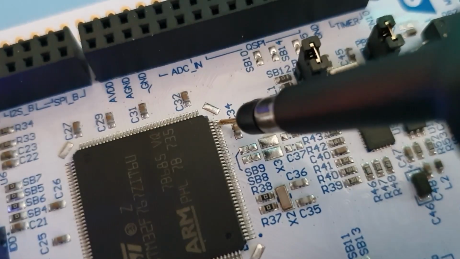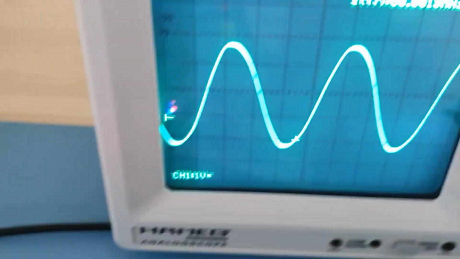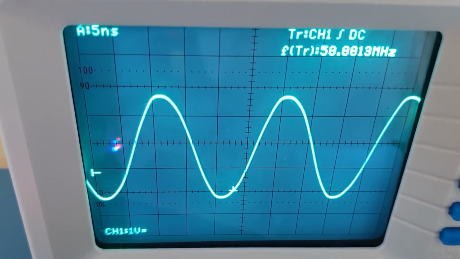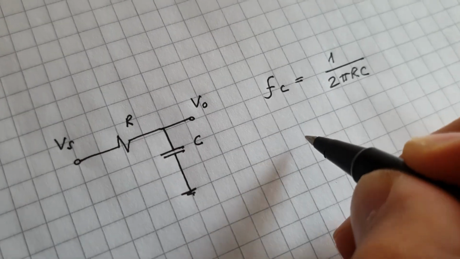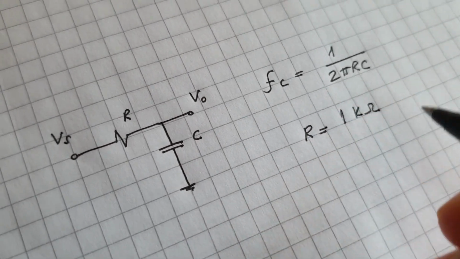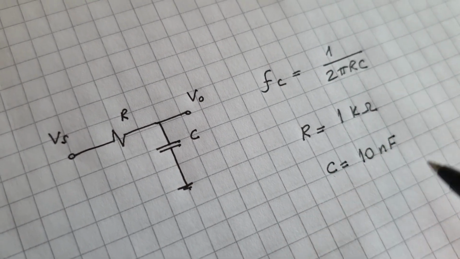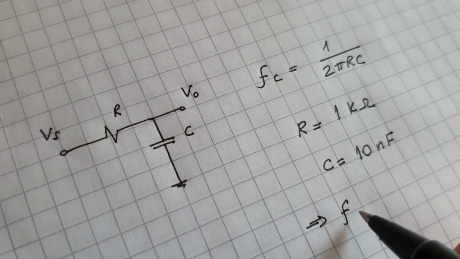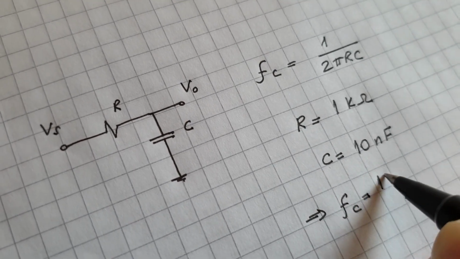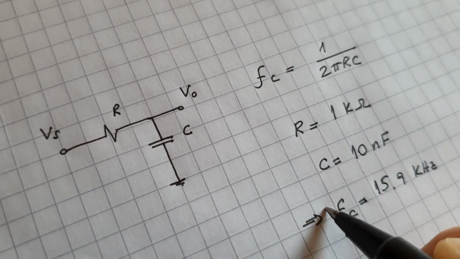What about this pin over here? It is kind of quiet, but we have a signal of 50 MHz. The oscilloscope is also useful when we want to try and prove our designs. Here we have a low-pass filter with a cutoff frequency of 15.9 kHz, but we have to test this in order to check if it is true or not.